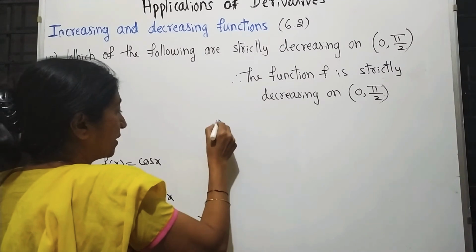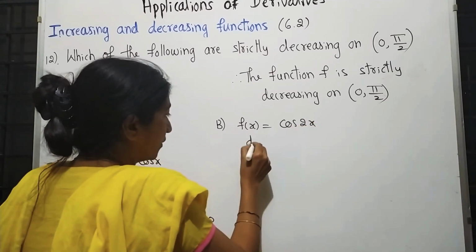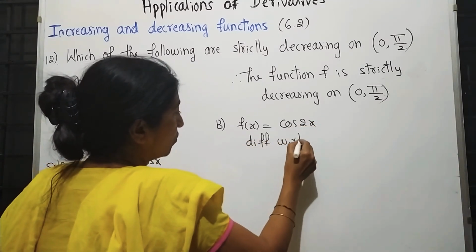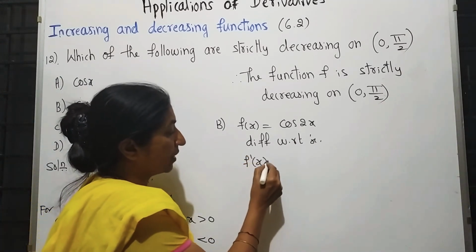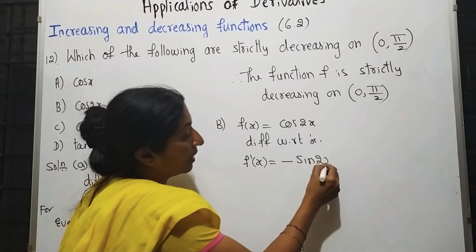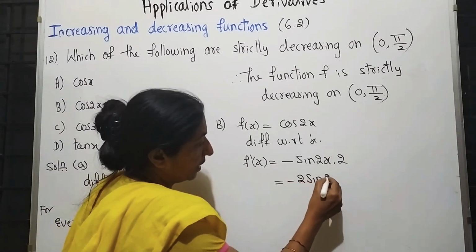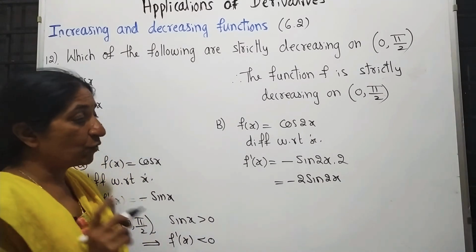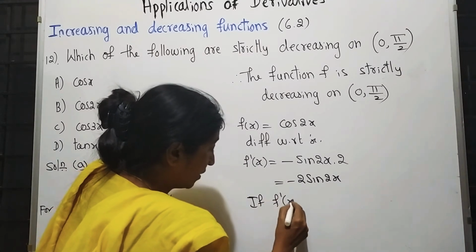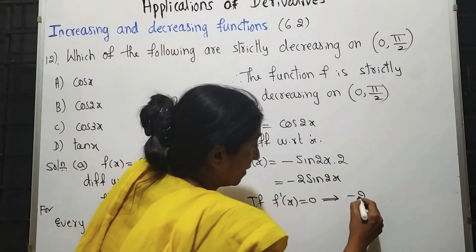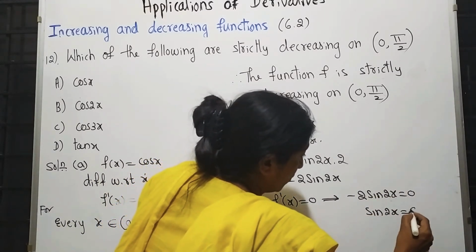Moving to the second one, B. Let us take this as again f of x is cos 2x. Differentiating with respect to x. Yes, already you are familiar with the chain rule. What is the differentiation of cos 2x? Minus sin 2x into differentiation of 2x is 2. So it is minus 2 into sin 2x. Here, if you take f dash of x as 0, if f dash of x is equal to 0 implies minus sin 2x is equal to 0. That is, sin 2x is equal to 0.